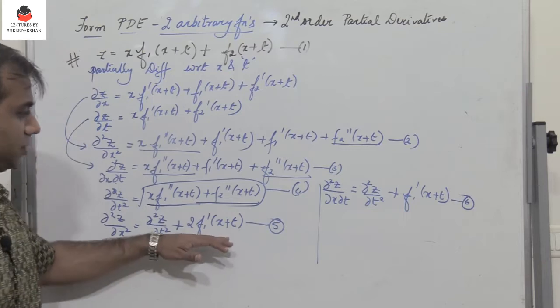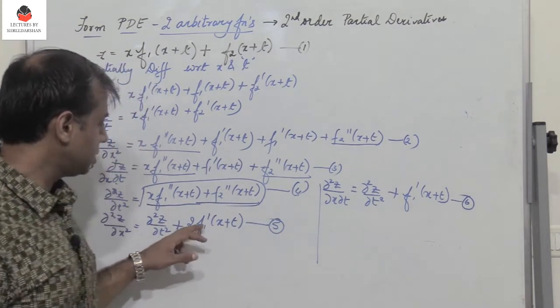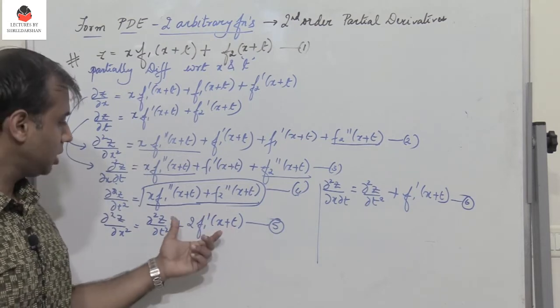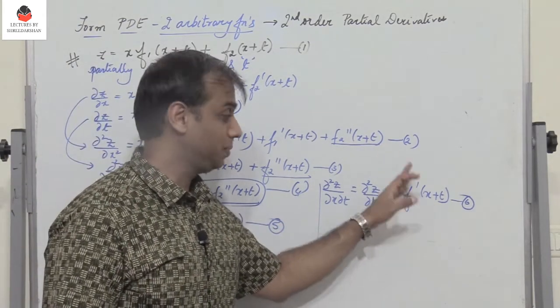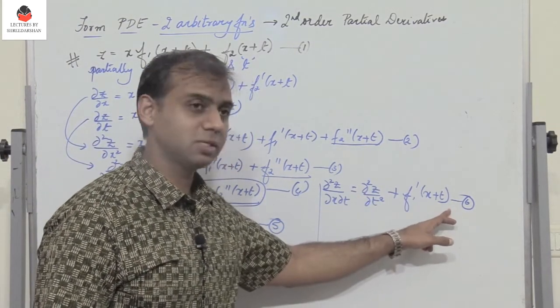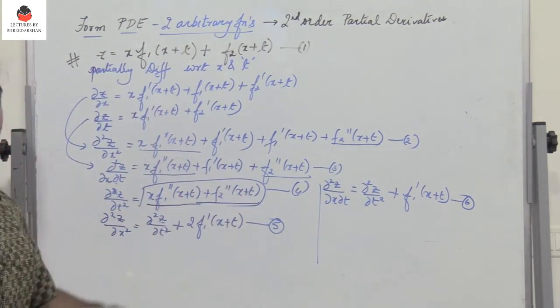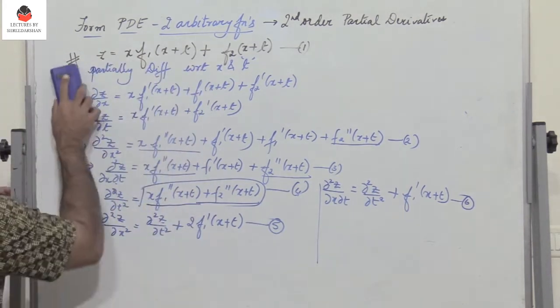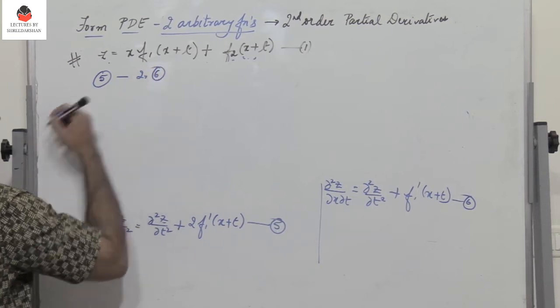So now let's observe equation 5 and equation 6. Now we have to eliminate 2 times f1 dash (x plus t). So here I have 2 times f1 dash (x plus t), here I have f1 dash (x plus t). So multiply equation 6 with 2 and perform equation 5 minus equation 6. So let's see what has to be done. So perform equation 5 minus 2 into equation 6.